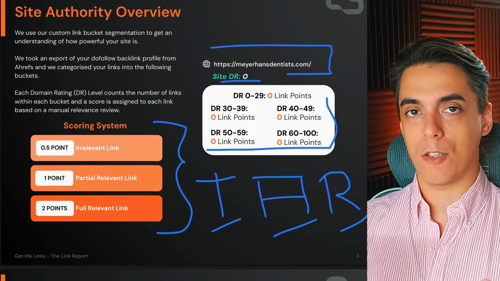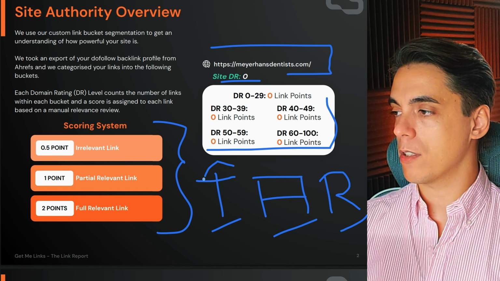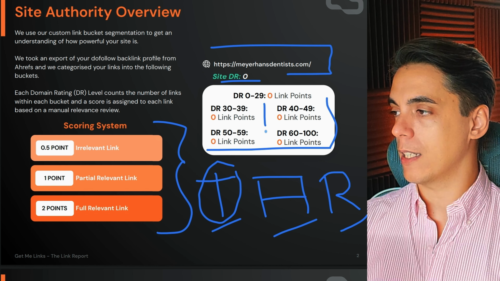Link building is very straightforward in the sense that all you need to look at is the TAR. That is trust, authority, and relevance. Trust is how you know the good backlinks from the bad backlinks. Bad backlinks you can ignore. The good backlinks, then you have to split in a fashion like this.